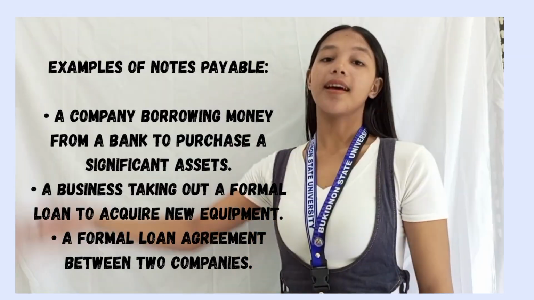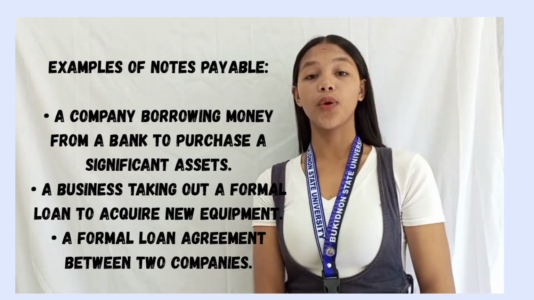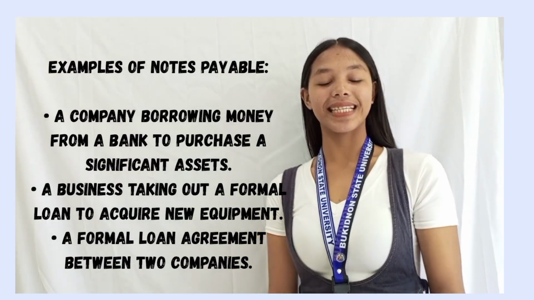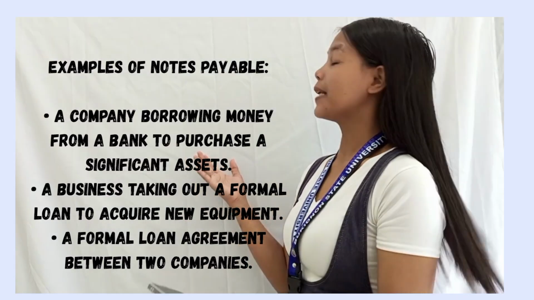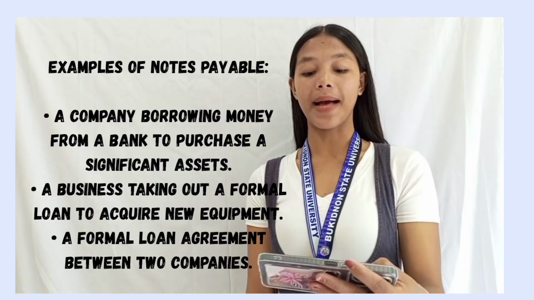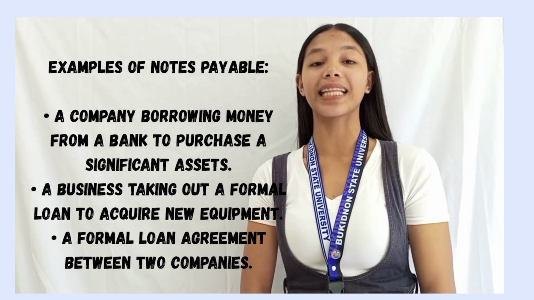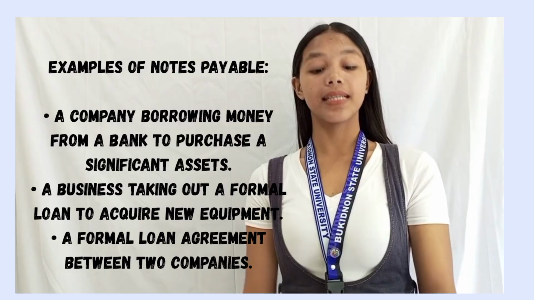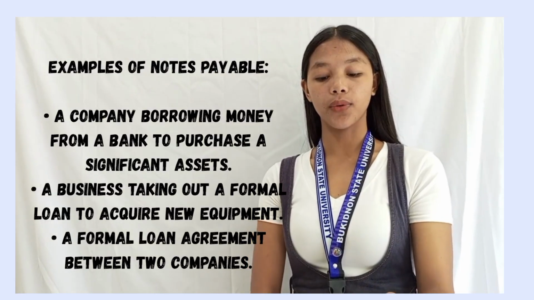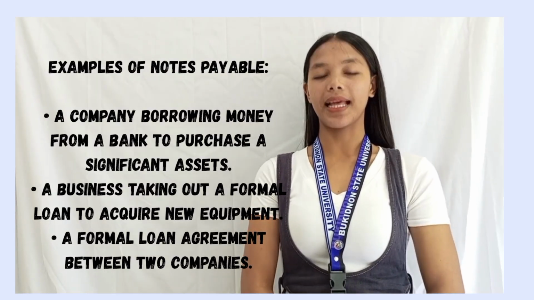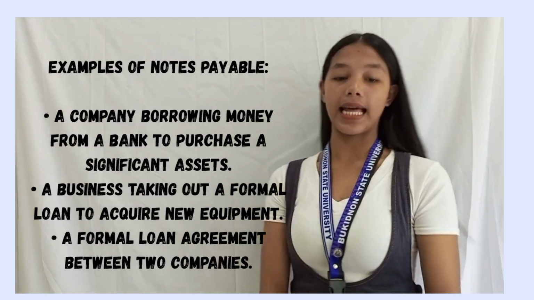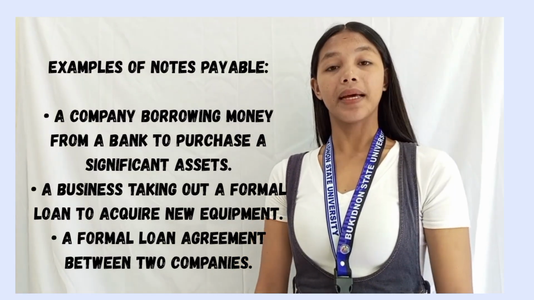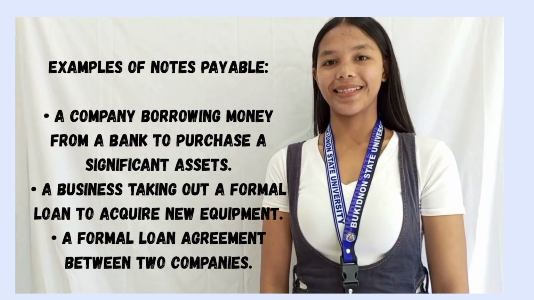So these are examples of notes payable. The first example is a company borrowing money from a bank to purchase a significant asset. The next example is a business taking out a formal loan to acquire new equipment. And the last example is a formal loan agreement between two companies.